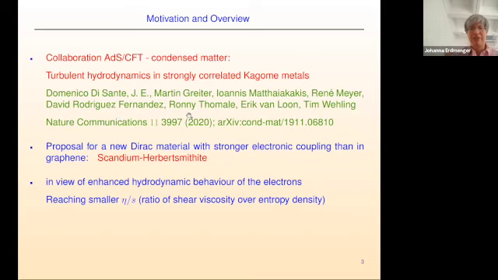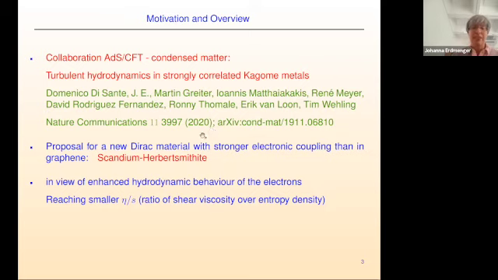And Ronny Thomale is my colleague, professor for condensed matter physics, and Erik van Loon and Tim Wehling are at Bremen University, and they performed some particular calculations in condensed matter physics that we needed for this paper. So it's really a nice collaboration of people from very different backgrounds. Although everything is physics, of course, this is really an interdisciplinary project. And we are very happy that this actually worked out.